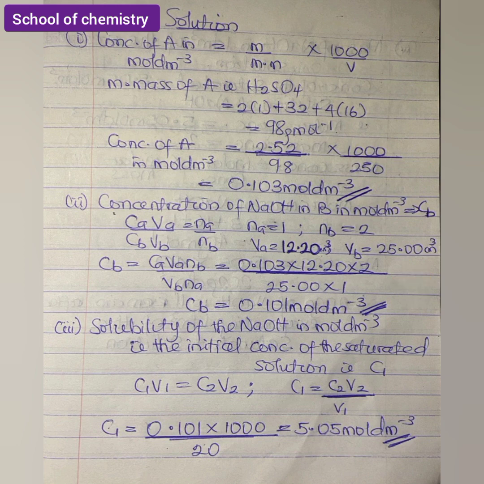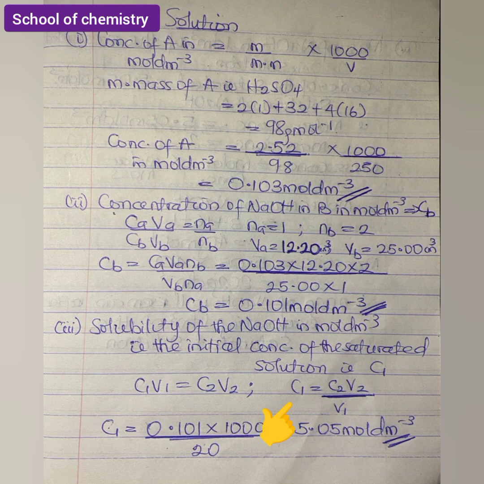From there, I will make CB the subject of my formula: CAVA NB over VB NA. After substituting, I will get CB as 0.101 mole per dm cube. Now, how do I find the solubility of NaOH? The solubility of NaOH is the concentration of my initial saturated solution. That's when I will now use the dilution factor, C1V1 equal to C2V2. C1 is what I'll be looking for, like I've stated earlier.